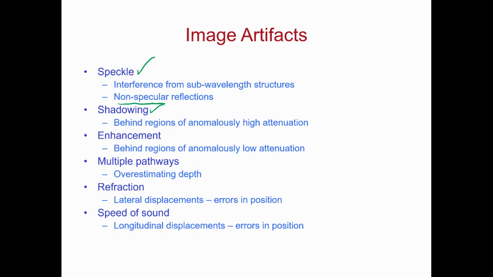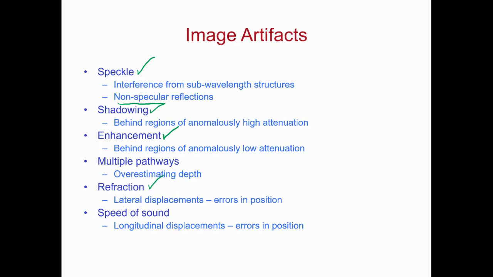There is acoustic shadowing and acoustic enhancement, which are regions of anomalous dark or anechoic regions, or enhancement regions of hyperechoic regions, behind regions of either low or high attenuation. I'll show some pictures and explain that. You can overestimate the path by having these side lobes bouncing around.